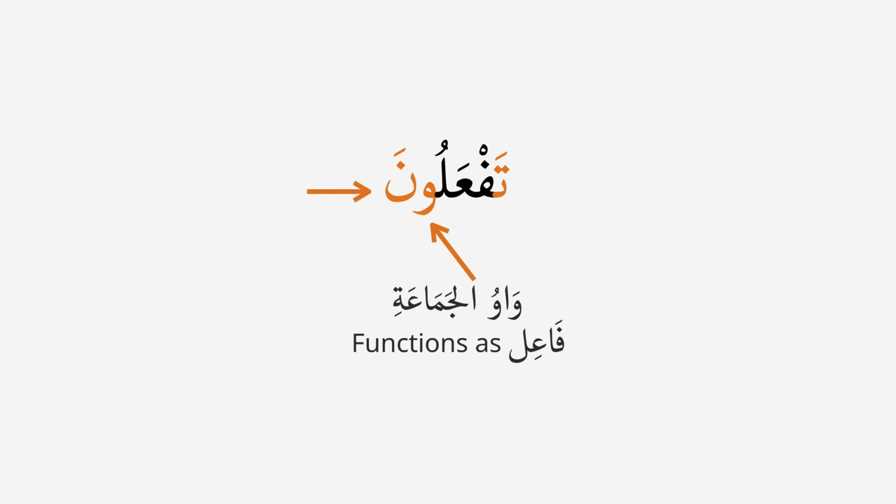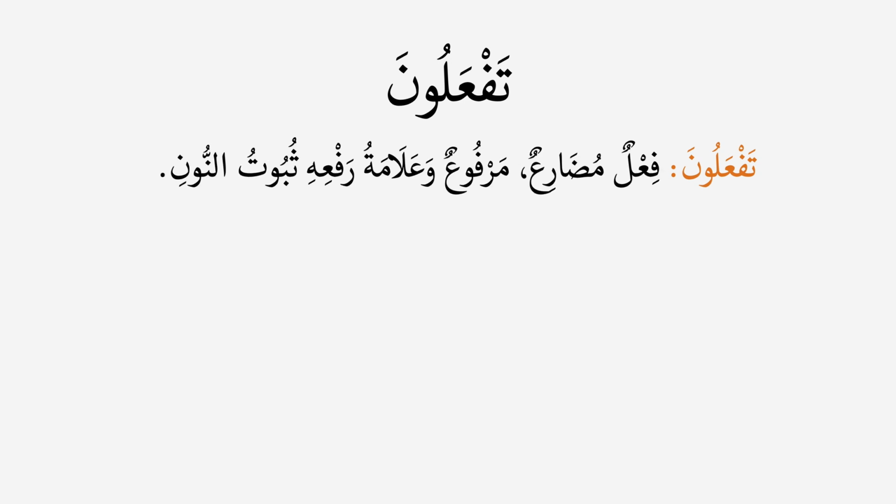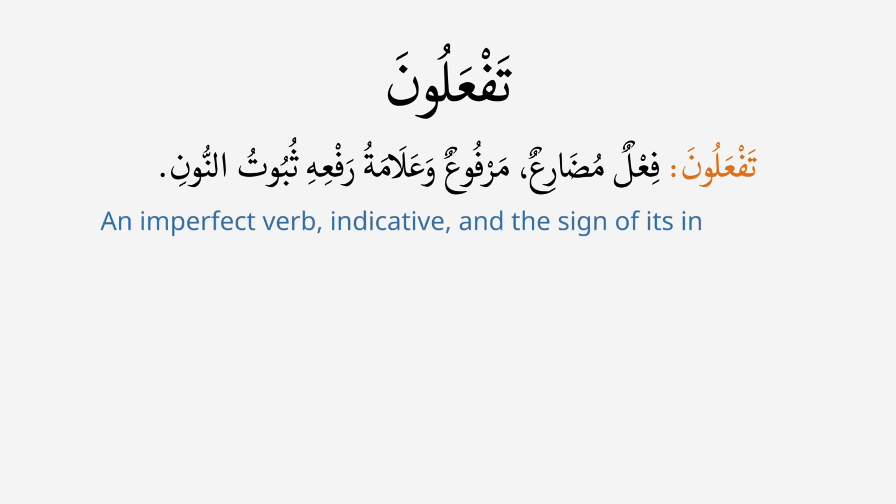Next is تفعلون. Apart from harf al-mudara'a, we see waw, which is wawul jama'ah, and it functions as fa'il. And the letter noon at the end is alamatul raf', that is the sign of the indicative mood. So, تفعلون فعل مضارع مرفوع وعلامة رفعه ثبوت النون. An imperfect verb, indicative, and the sign of its indicative mood is the presence of noon.